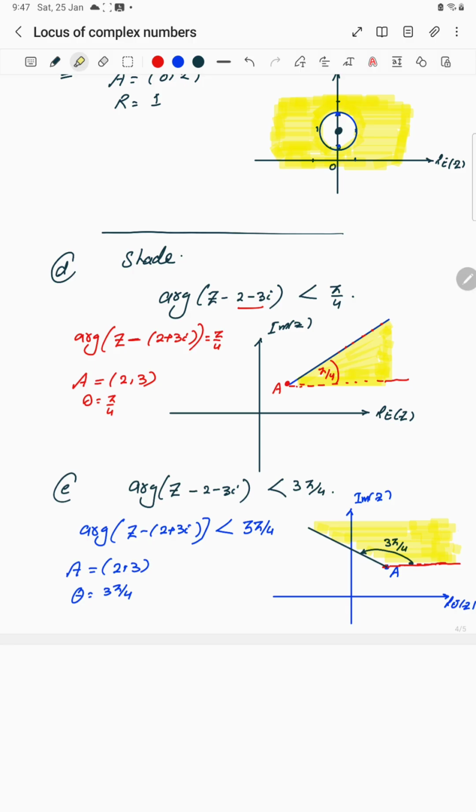Okay, so locus 3 we will discuss in our next video, because already it's been 30 minutes.